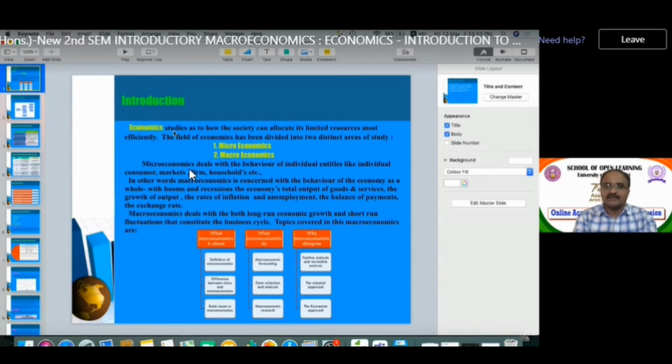And other than microeconomics, the other distinct area of economics is macroeconomics. Right? What is macroeconomics? Macroeconomics is concerned with the behavior of the economy as a whole, with booms, recessions, the economy's total output of goods and services, the growth of output, and the rates of inflation, unemployment, balance of payments and exchange rate.